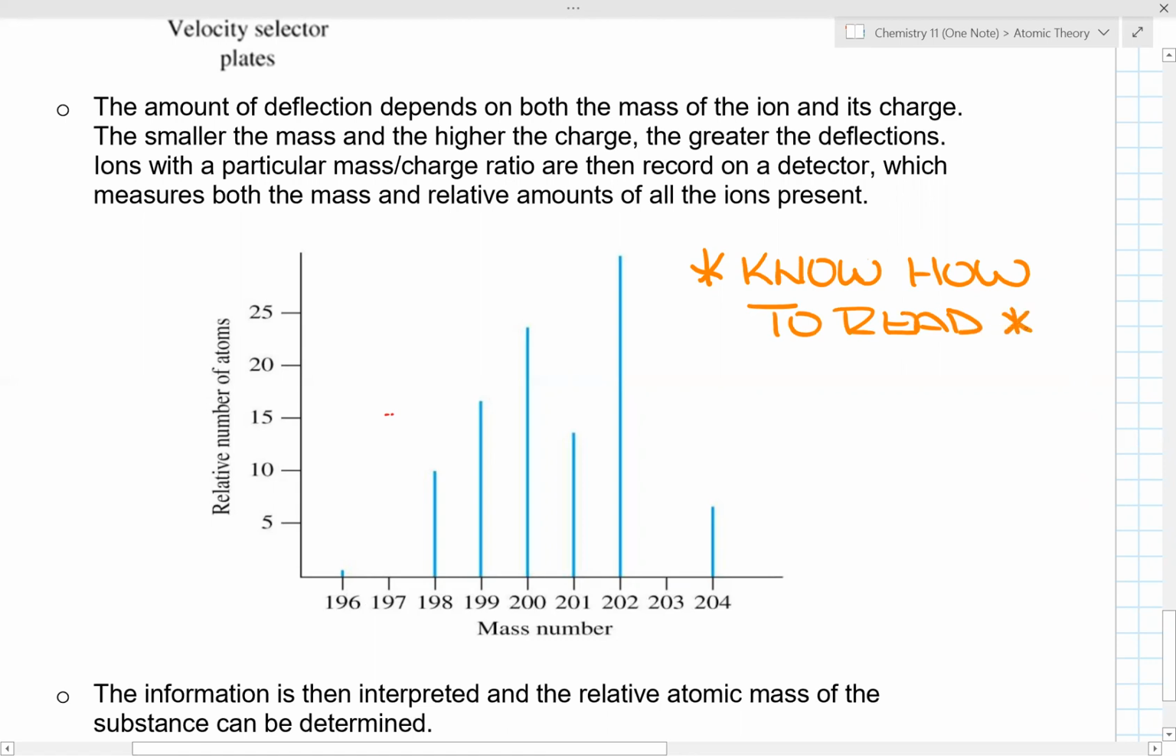So if we were to look at this, we would know for this particular element, because 202 is the highest peak, the majority of the isotopes are with atomic mass of 202. If we take a look, it has the highest peak. The second most abundant isotope would be 200. So this is how you would read that particular graph.